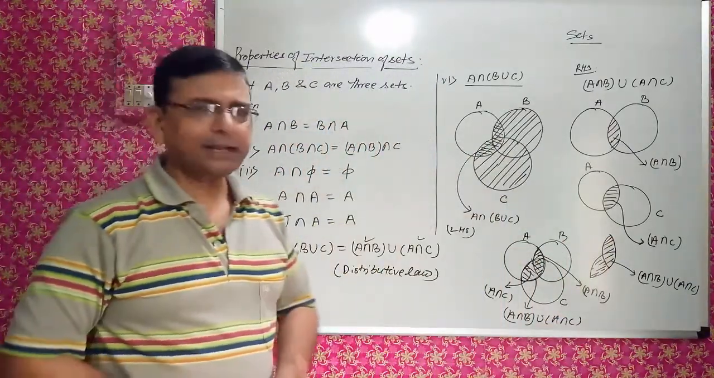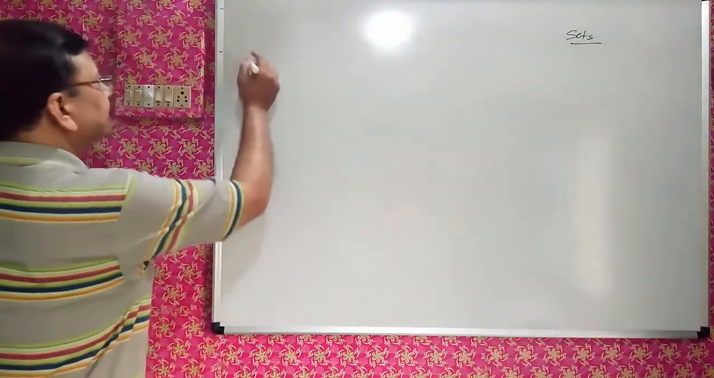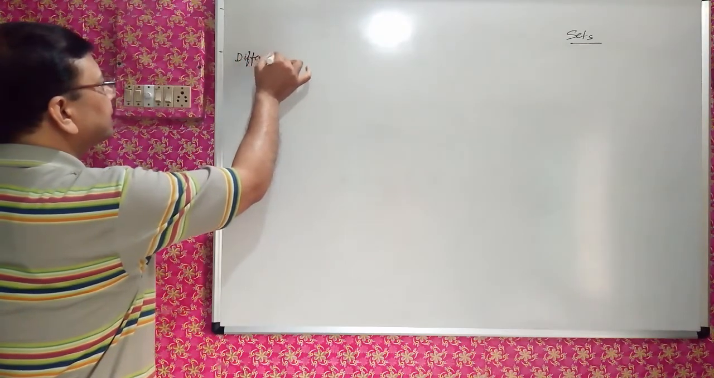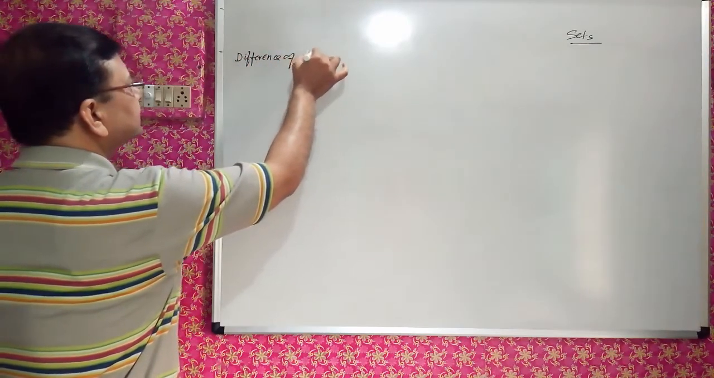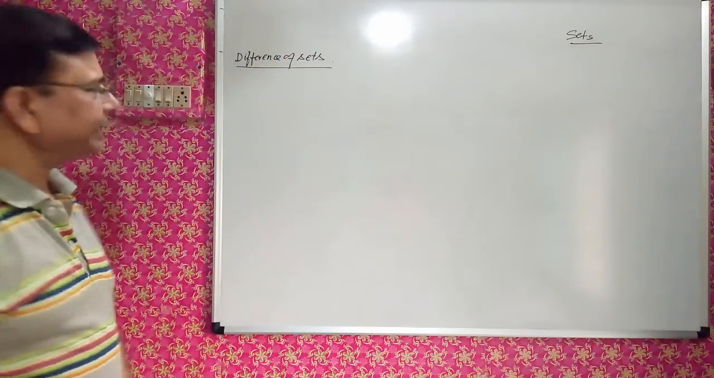So concept is clear, all the properties are clear for the union and intersection. Now we will take the difference of sets. What is the significance of this?